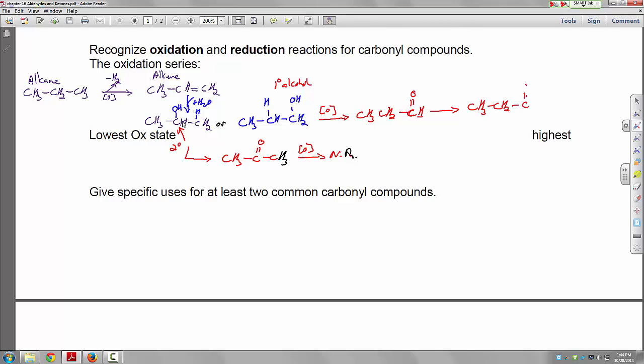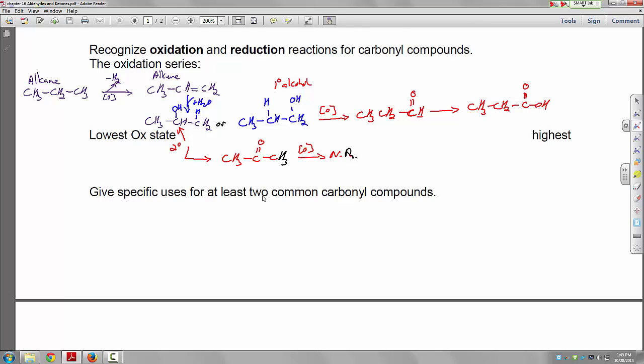So we're going to add another oxygen here. We get the OH. There's our acid group. Okay. So you should know this series. Alkane to alkene, add water across a double bond to get an alcohol. The secondary alcohols are oxidized to a ketone, and then they stop. Primary alcohols are oxidized to an aldehyde, and then highest oxidation state, the acid.